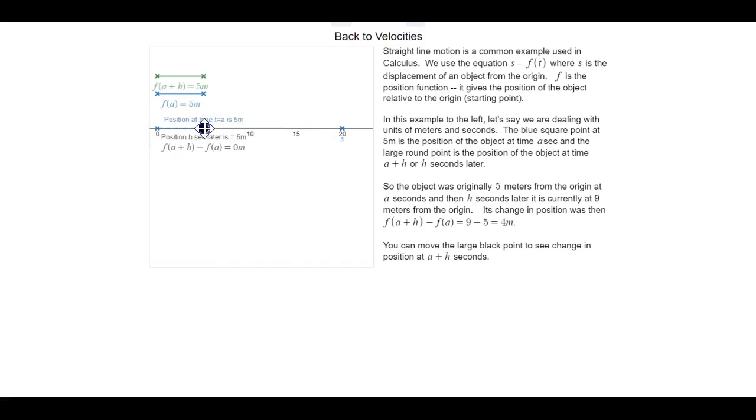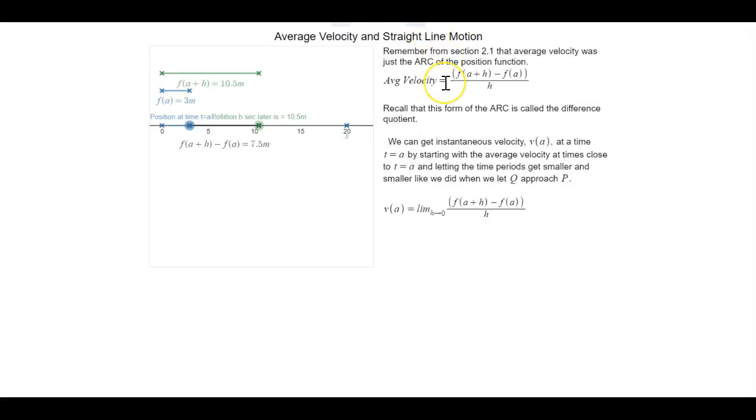The object has moved 14 meters from the origin now, and that has occurred in h seconds from that time t equals a. That's why it's f of a plus h. So we're looking at relative changes in position and the rate at which that occurs over some time interval h. So remember, the average velocity is the change in the position divided by the time interval.